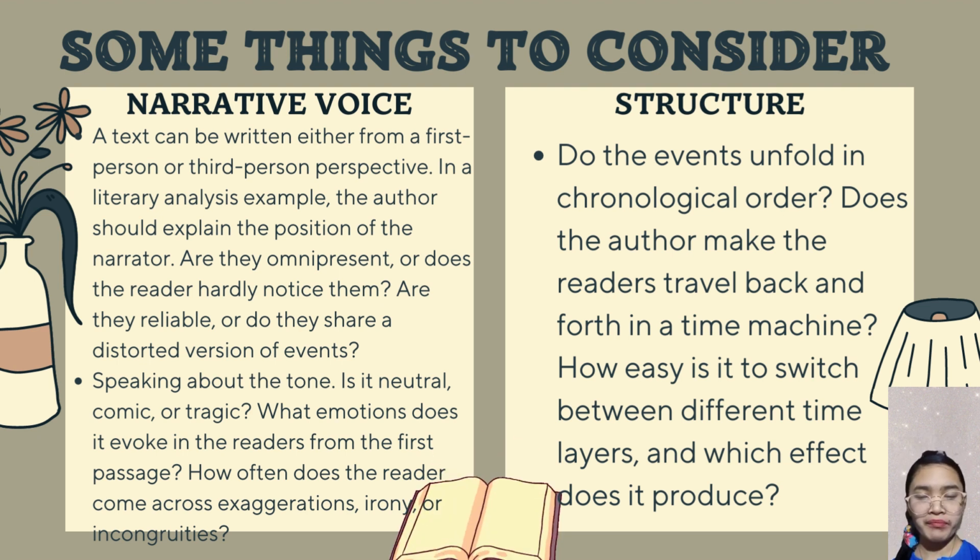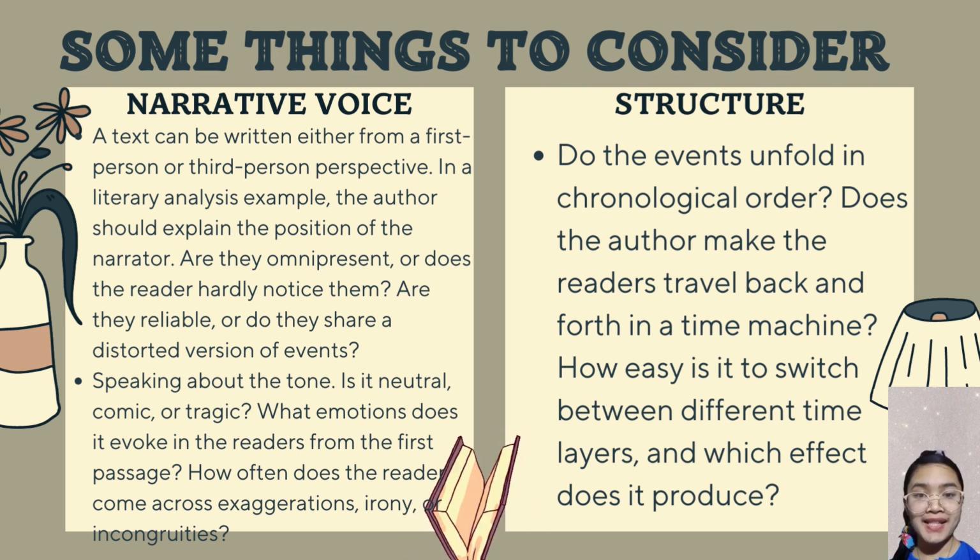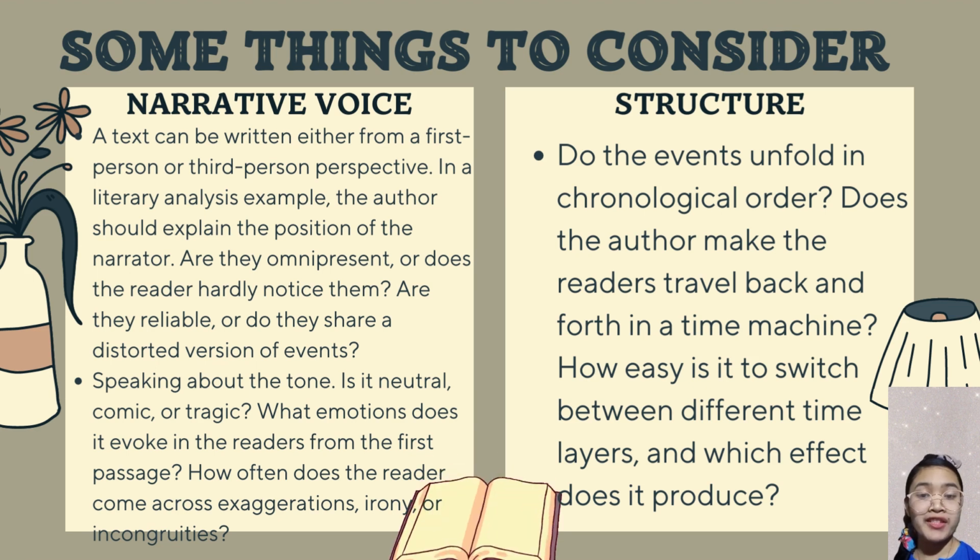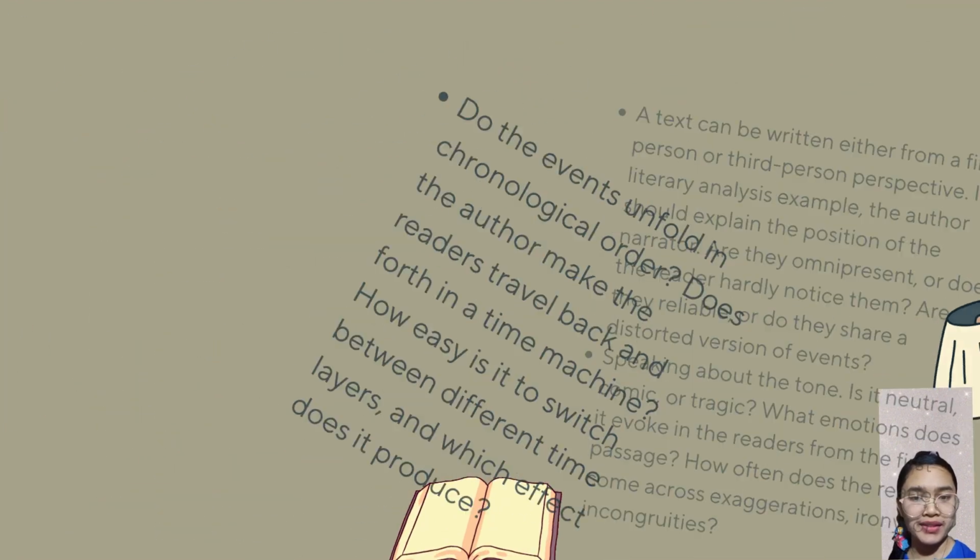For the structure, in a novel, the key elements of literary analysis are chapters. Most examples of literary analysis paper include comments on the timeline of the story. Do the events unfold in chronological order? Does the author make the readers travel back and forth in a time machine? How easy is it to switch between different time layers, and which effect does it produce?